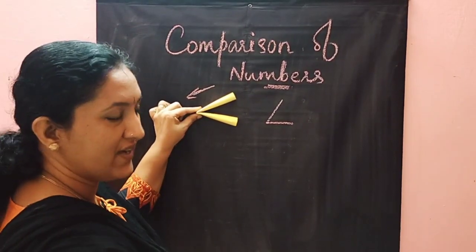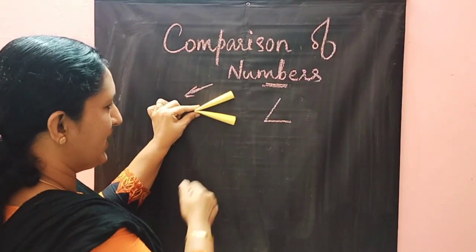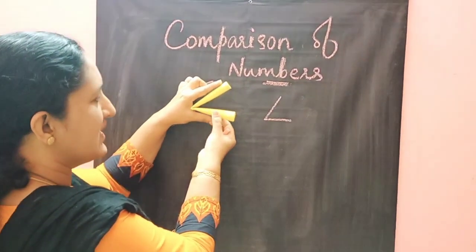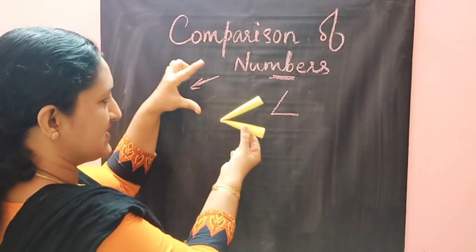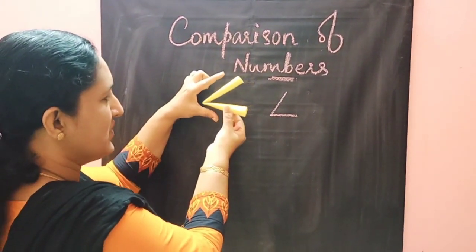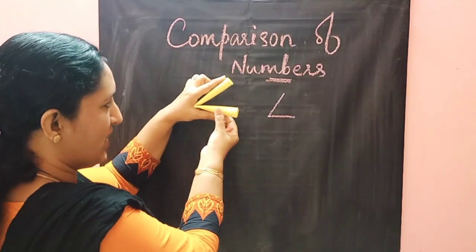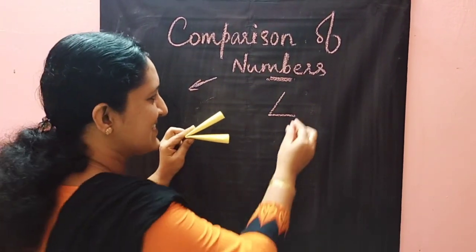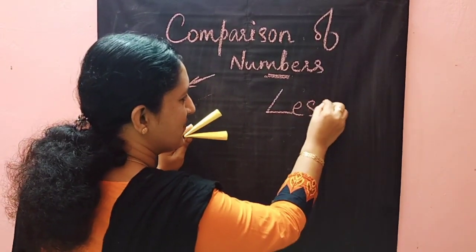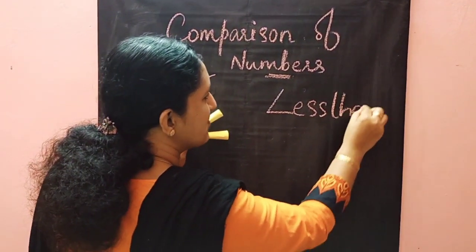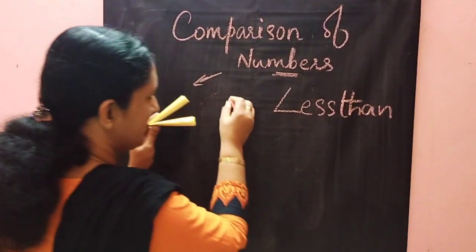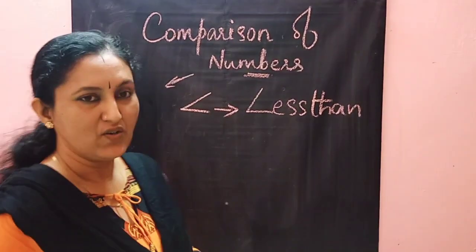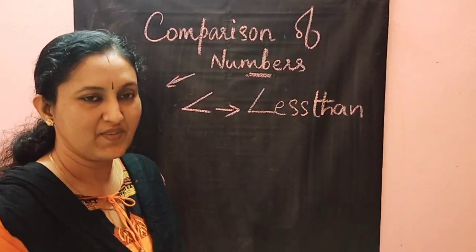Can you identify? One more clue. It easily fixes in our left hand. This is our left hand. It easily fixes in our left hand. Okay, very good. Which is the symbol? Less than symbol. Okay, less than symbol is this one. Less than symbol.